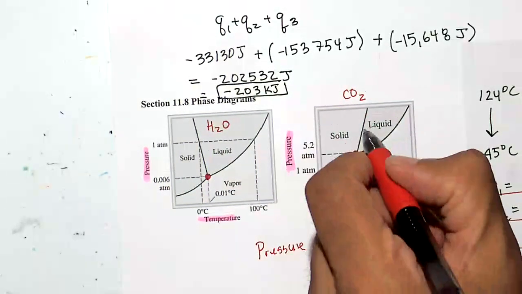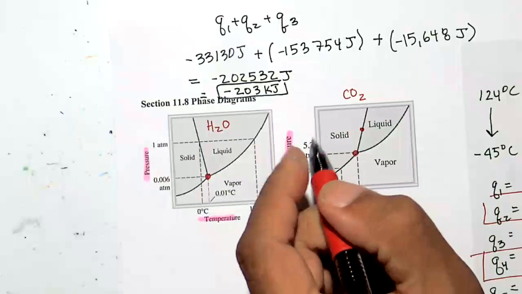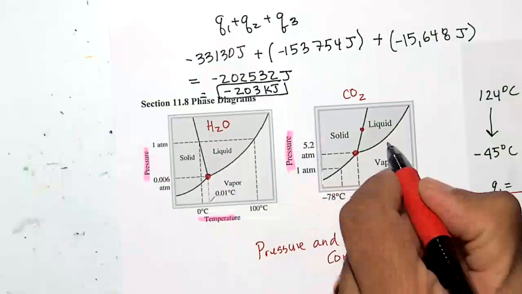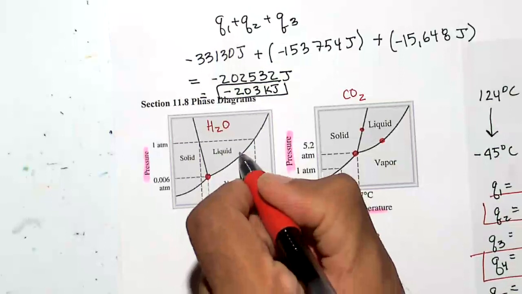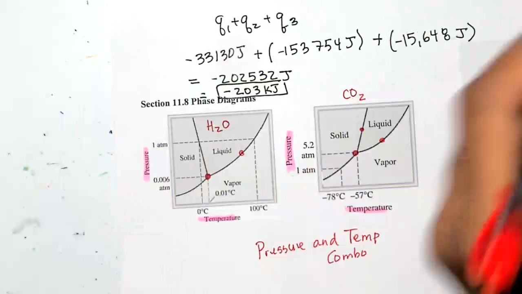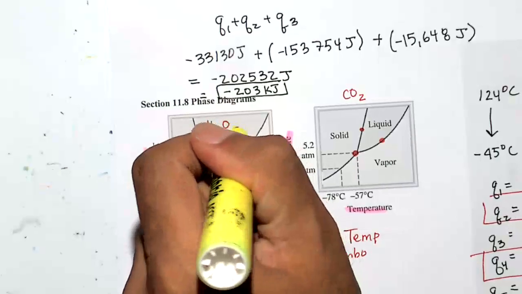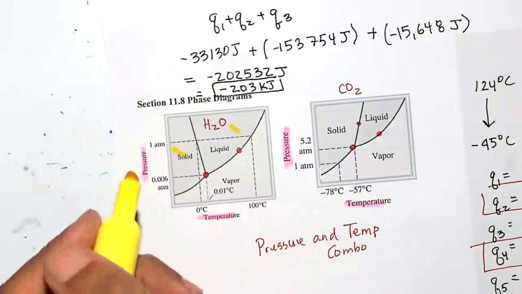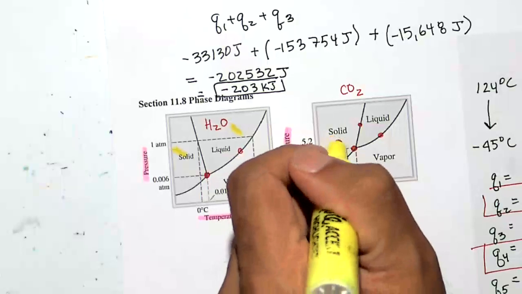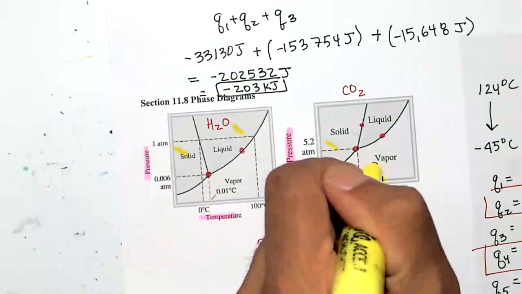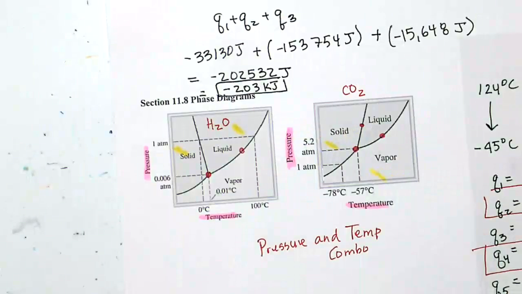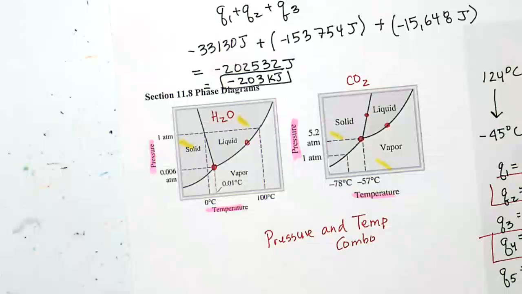At a specific temperature and pressure, you can straddle between solid and liquid. You can straddle between liquid and vapor. At a specific temperature and pressure, you can be all liquid, all solid, or all vapor, or you can be a combination of both.